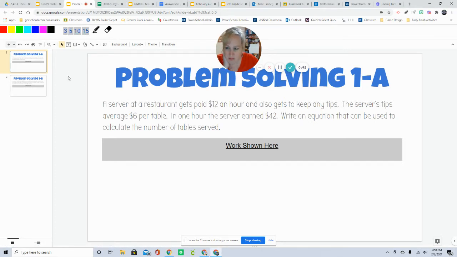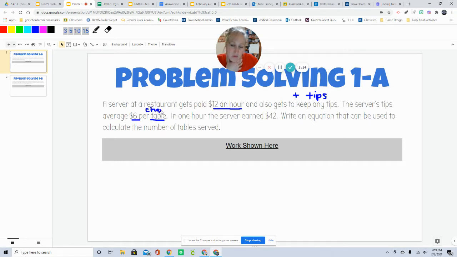And that would be $12 an hour. And keep any tips means plus tips. Okay, awful spelling when I'm using a mouse. The server's tips average $6 per table. Okay, so per table. So this can change based on how many tables that they have.